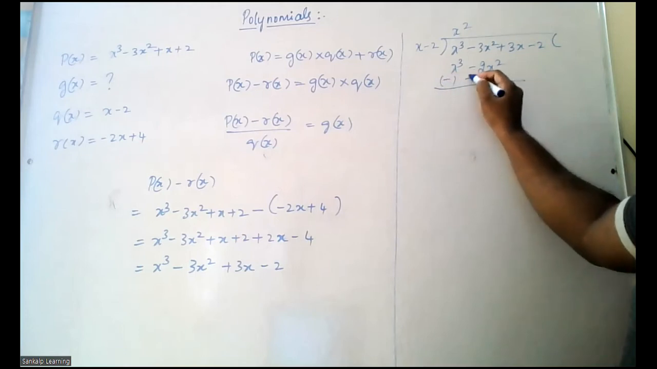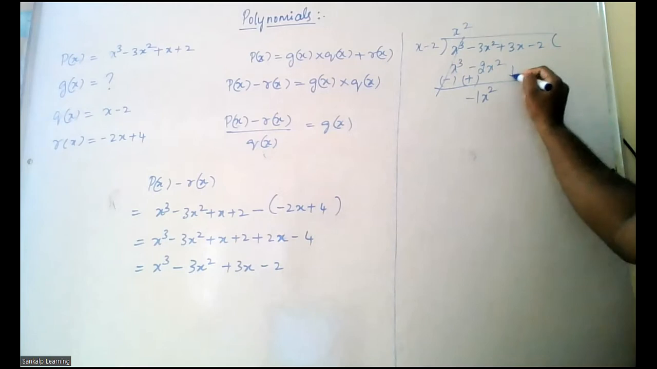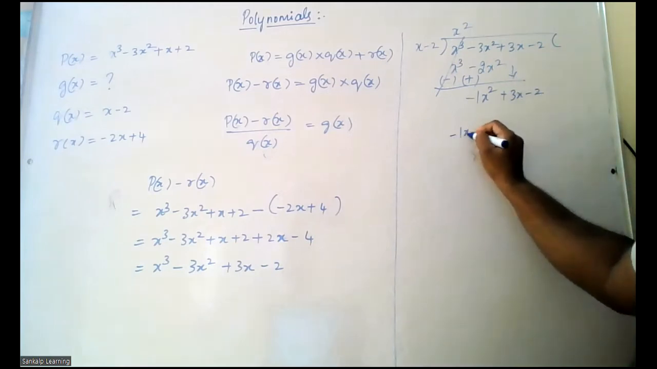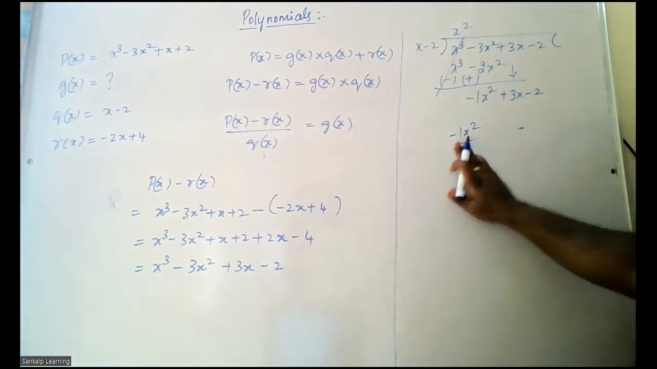So change the sign, it gets cancelled. Minus 3 plus 2 gives you minus 1x squared. The remaining things as it is. Now again, the first term here is minus x squared, the first term there is x. So we get minus 1x. That will be our next quotient.